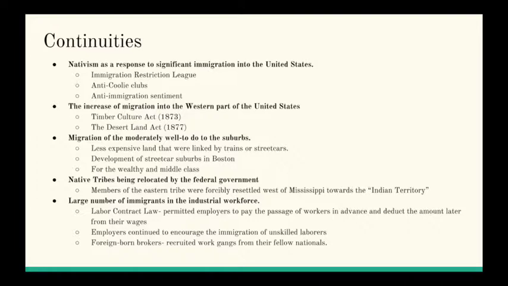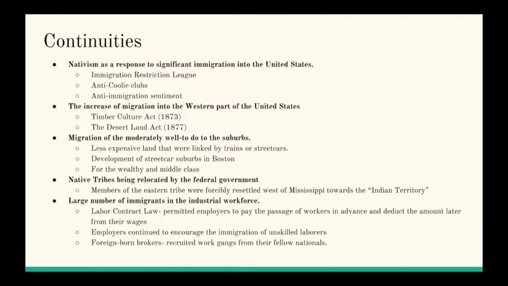Another continuity is the movement of wealthy and middle-class individuals to the suburbs. Many took advantage of the less expensive lands and settled at the edges of the city that were linked by trains or roads. Another continuity is a relocation of native tribes by the federal government. Many members of the Eastern Tribes, which include the Cherokees or the Creeks, were forced to resettle west of the Mississippi and into the Indian Territory.